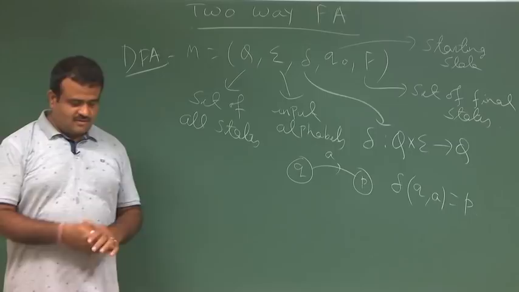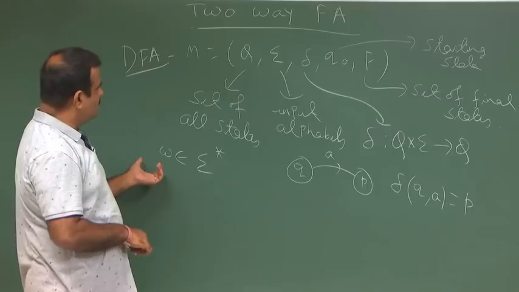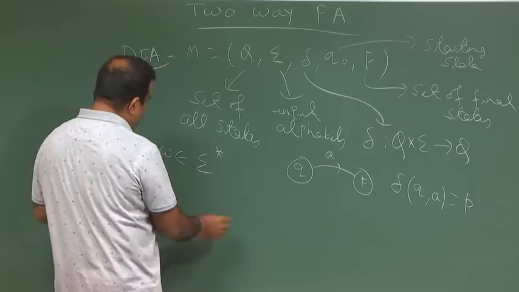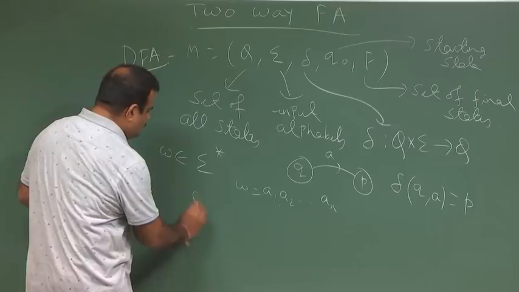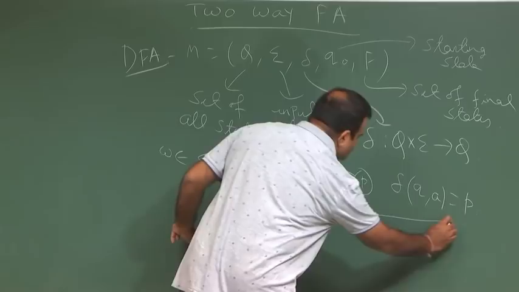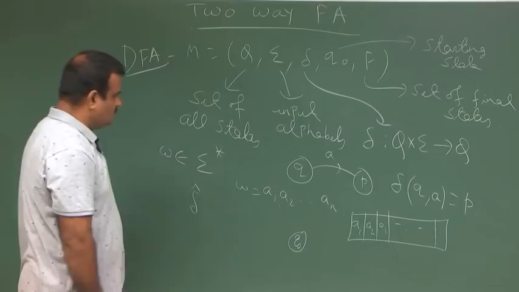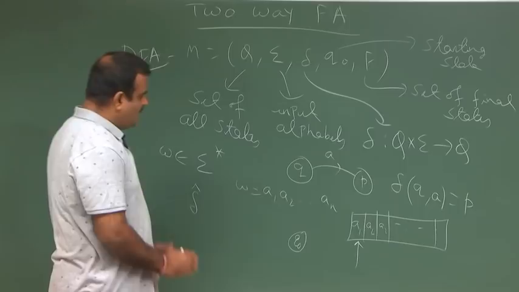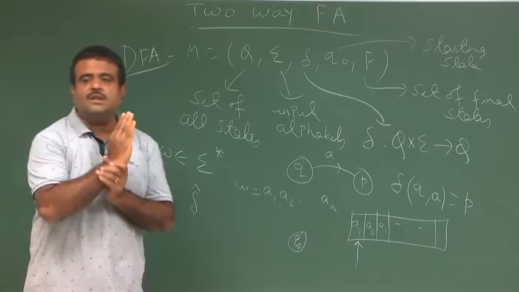So, so far, how do we read a string? Suppose we have a string which consists of the input alphabets. Suppose W is A1, A2, up to An, an n-length string. So, how to read this? We use the extended delta to read this. What we do is put this string on a tape, A1, A2, A3 like this, and we start our automata at the Q0 state, and our tape head is pointing like this, and every time we are moving the tape head rightwise. So, that is only one way of movement.